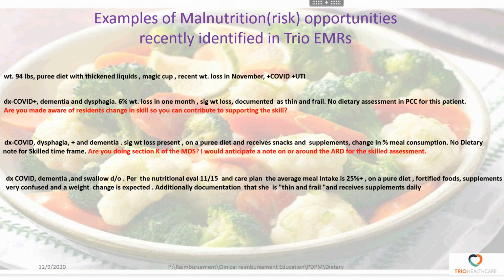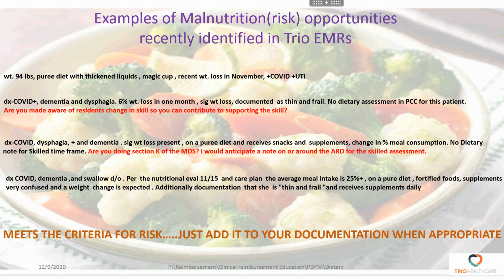COVID positive, dementia, swallowing disorder, a nutritional eval on November 15th, and a care plan that the average meal intake is 25%. They're on a pureed diet, they have fortified foods, they're getting supplements, they're confused, and weight change is expected, all according to a very well-written nutritional eval. Okay, so then we have all of this information. They are definitely at risk for malnutrition. We should take credit for that, and we should start to see those words in your documentation. So they meet the criteria for the risk. You just need to add it to your documentation when it's appropriate.